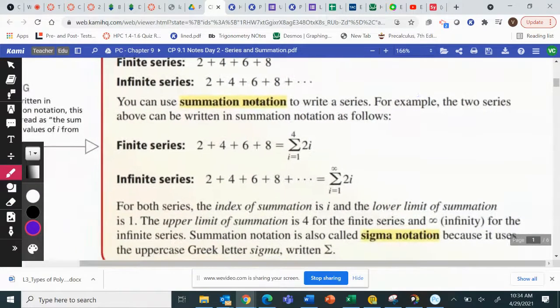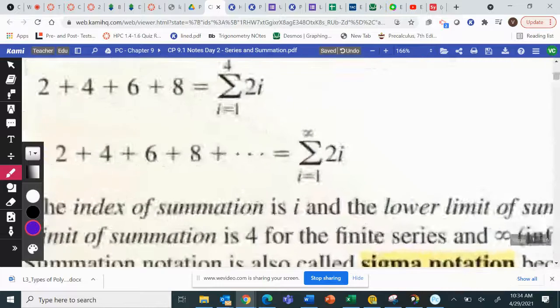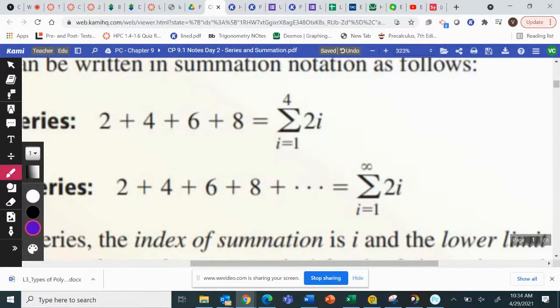Okay, we're going to use what's called summation notation to write a series. So we're going to take those finite series and the infinite series, and the notes have rewritten them in summation notation. So I'm going to zoom in here. This is summation notation. It has a sigma. That's a Greek letter, a sigma. At the very bottom, it has a variable. I don't like how they use I. I almost never use I. We can use other variables, but they use I as a variable, not as an imaginary number, okay?